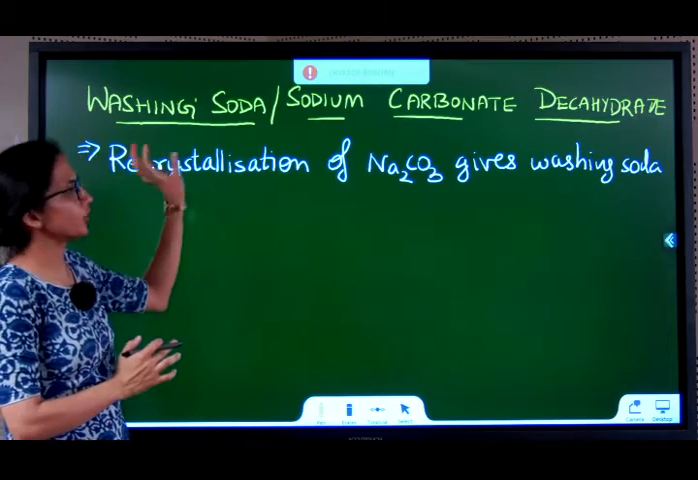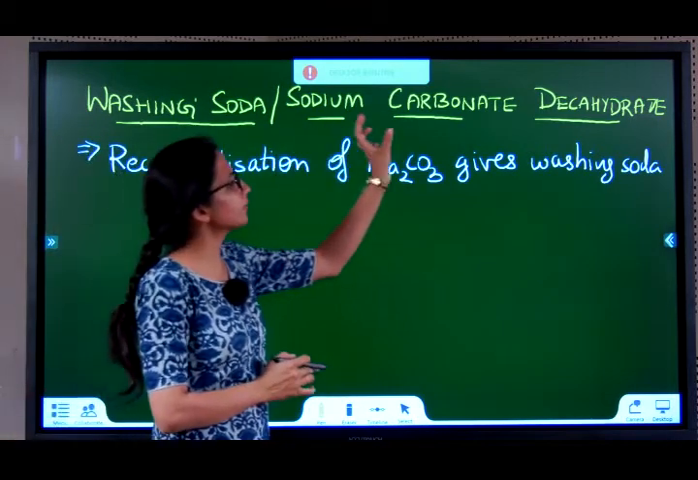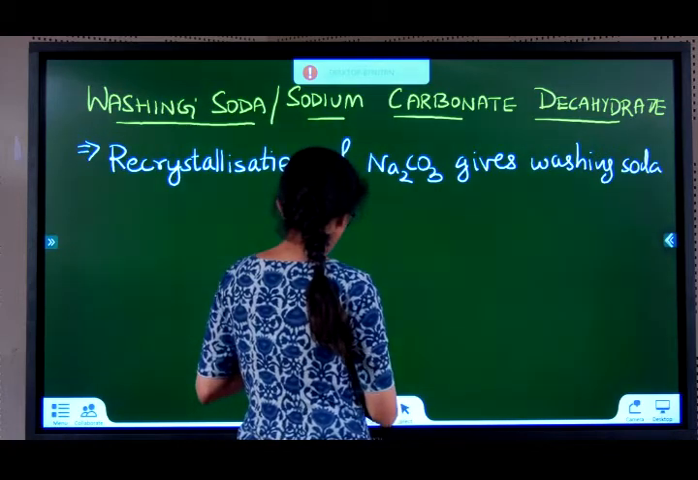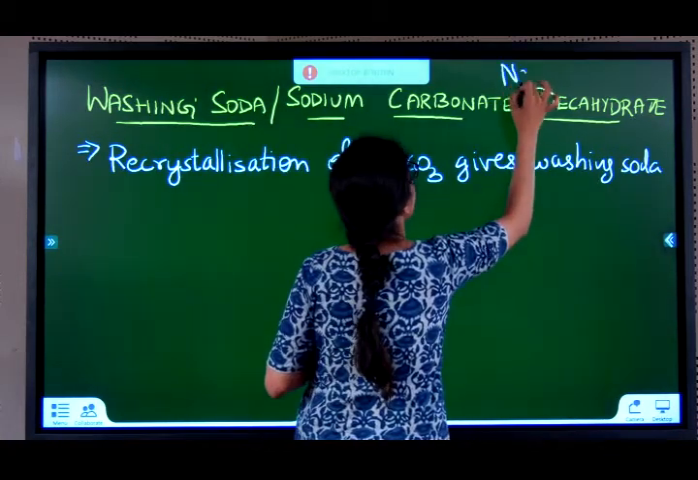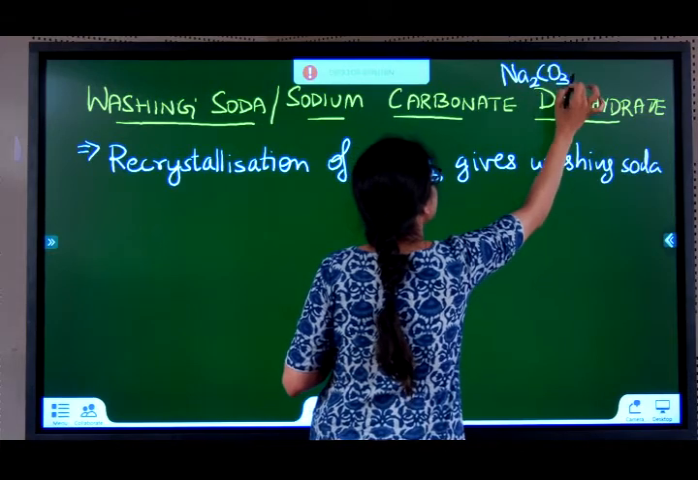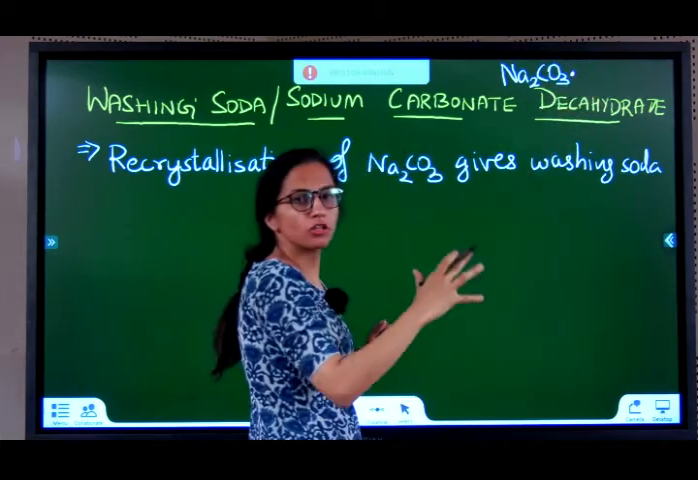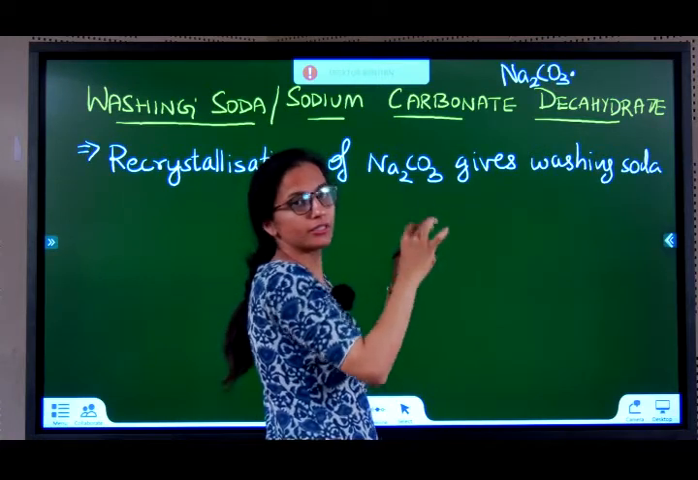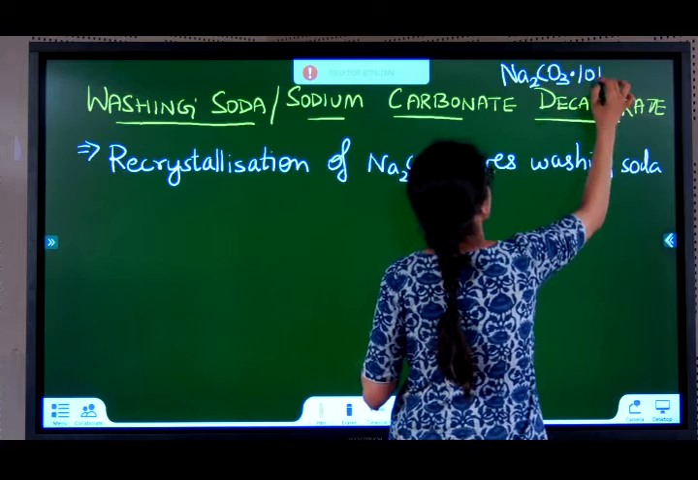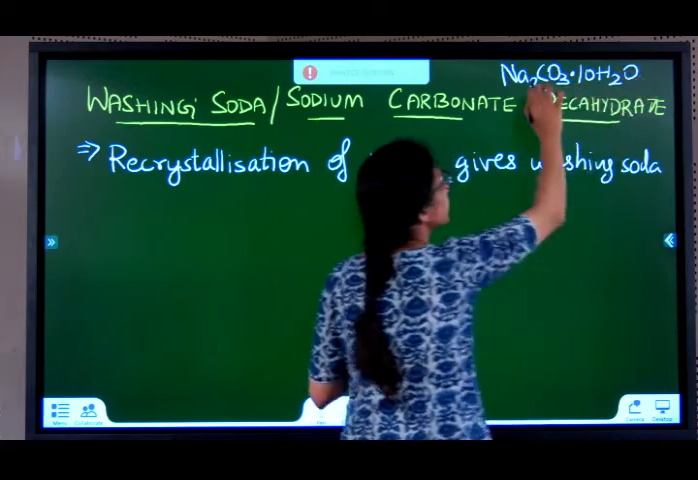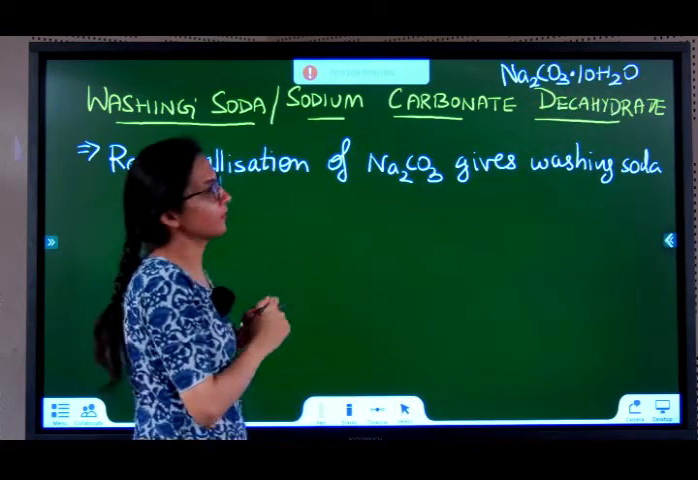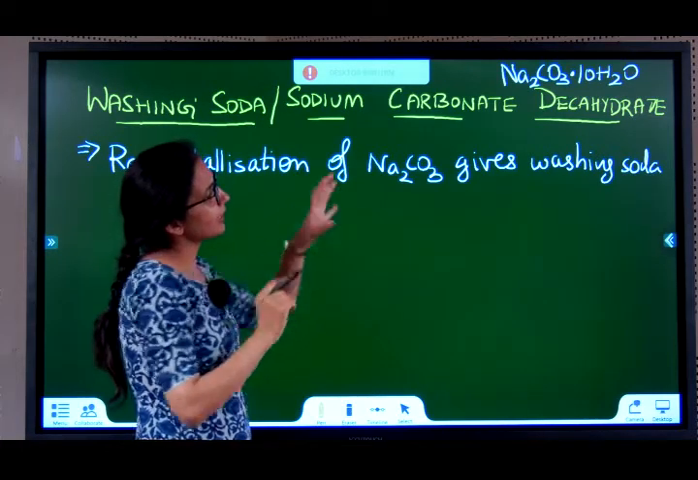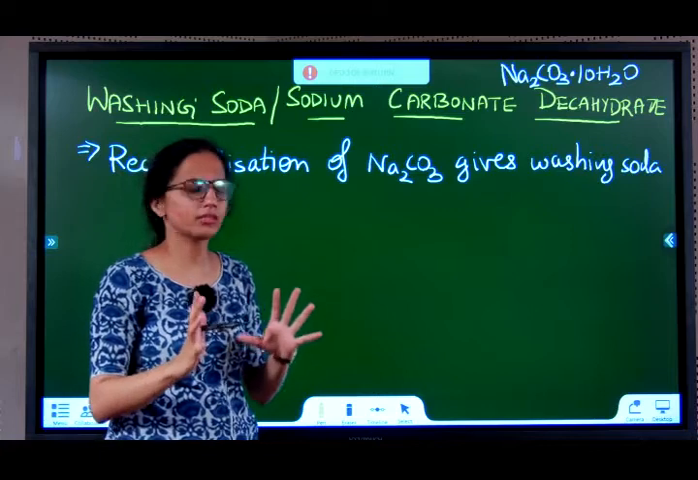Next salt, washing soda or sodium carbonate decahydrate. Formula, sodium carbonate decahydrate. Whenever there are water molecules with the salt, it's called a crystal, and we represent it by putting a dot and H2O. Deca meaning 10, so 10 water molecules are there with 1 molecule of sodium carbonate. Sodium carbonate decahydrate is a crystal salt. What are crystal salts?